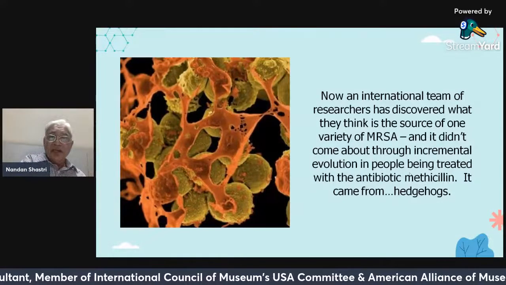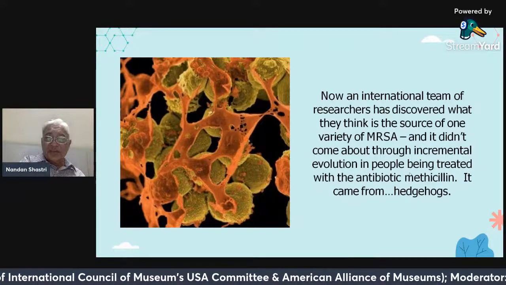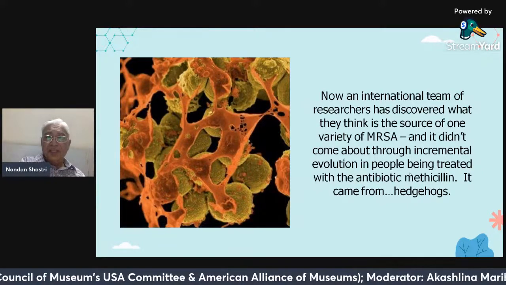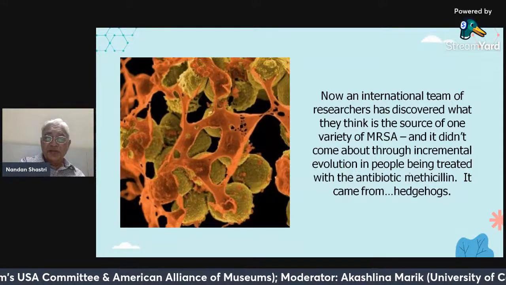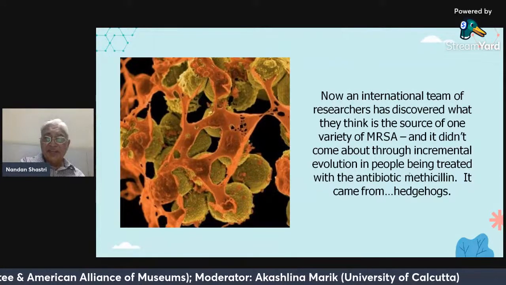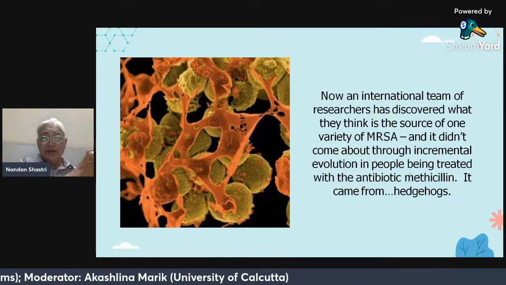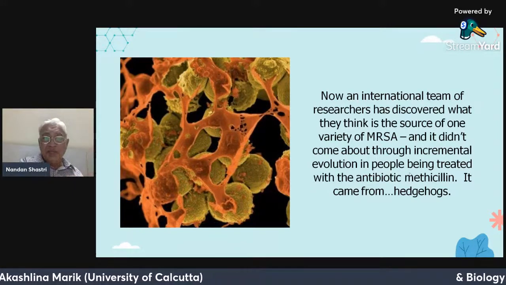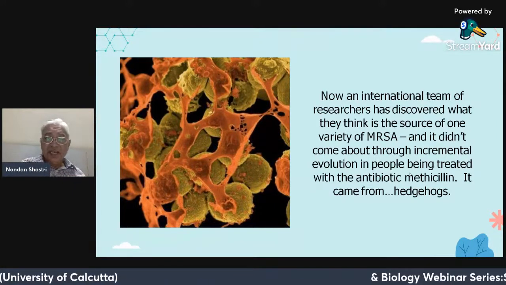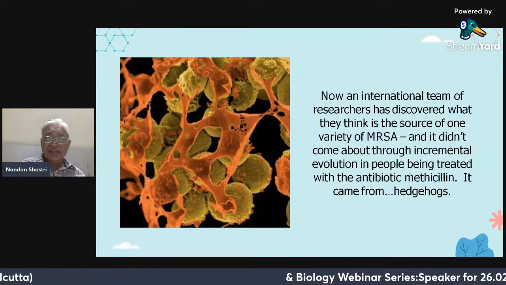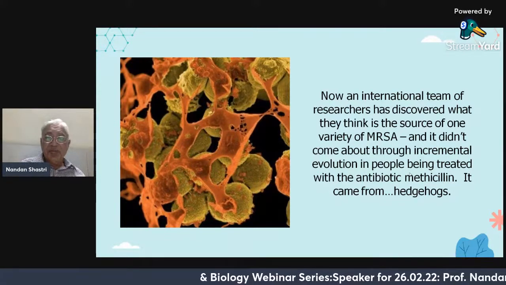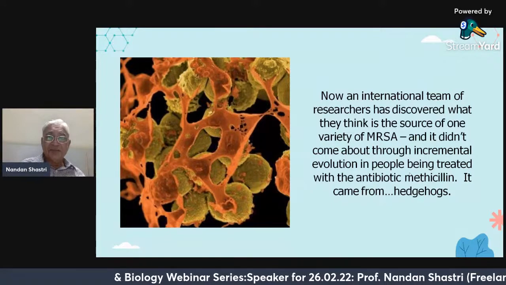Now, an international team of researchers has discovered what they think is the source of a variety of MRSA, and it didn't come about through incremental evolution in people being treated with the antibiotic methicillin. It came from hedgehogs. Next slide.